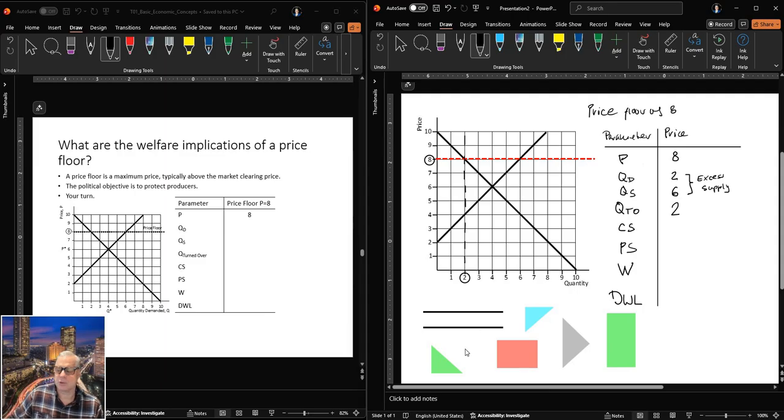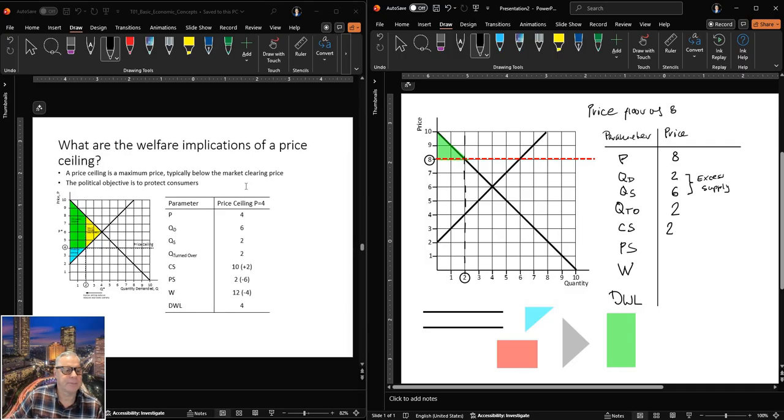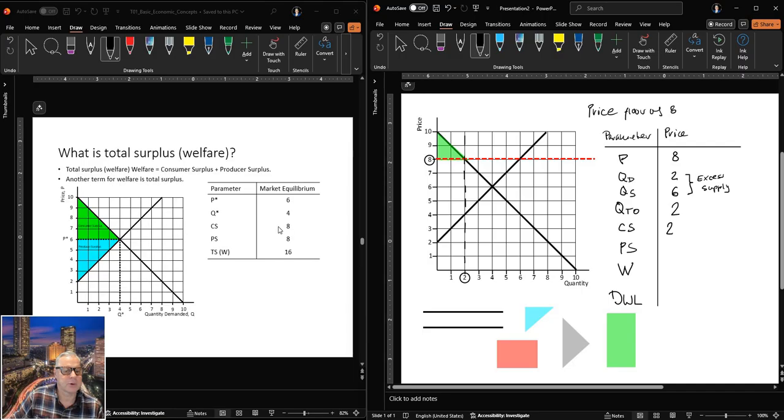So how big is consumer surplus now? Well, consumer surplus is now this triangle, which is only 2. But in the market equilibrium, if you still remember, we had consumer surplus of 8. So now the consumers lose 6.